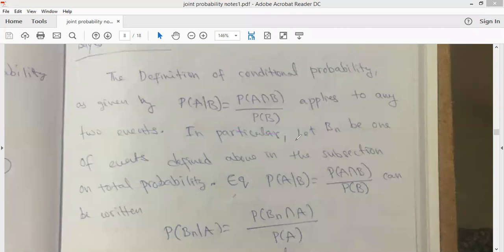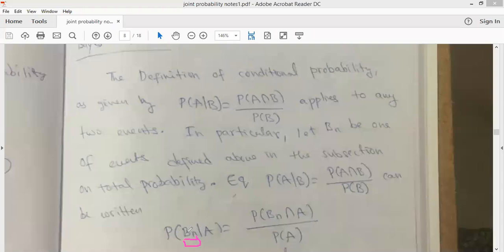Now in the last class we discussed that let Bn be one of the events defined above in the subsection. There are n mutually exclusive events, so Bn is one of the events. Then probability of A given B is given as probability of A intersection B by probability of B. Now, for example, Bn is given. So Bn is one of the n number of events.